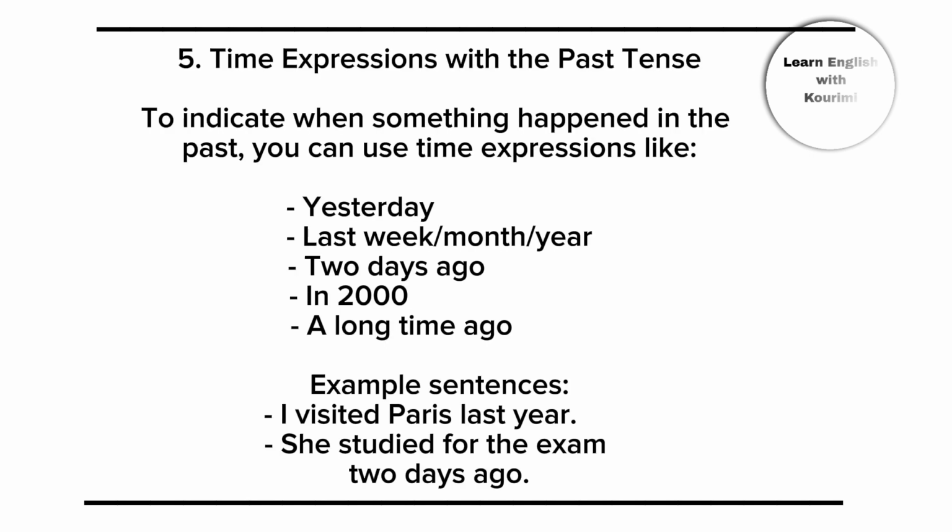5. Time expressions with the past tense. To indicate when something happened in the past, you can use time expressions like yesterday, last week, last month, last year, 2 days ago, in 2000, a long time ago. Example sentences. I visited Paris last year. She studied for the exam 2 days ago.